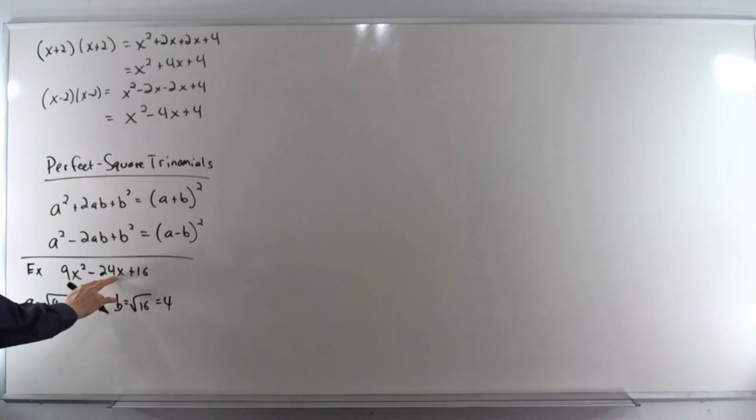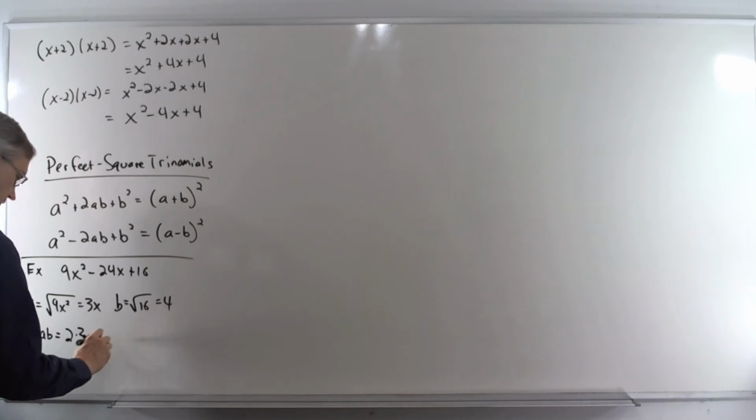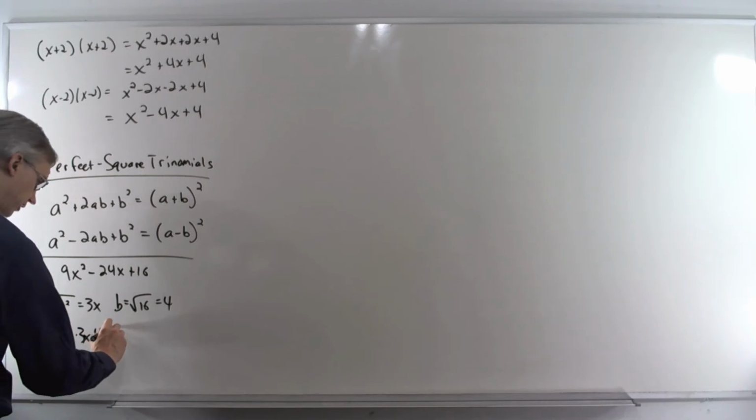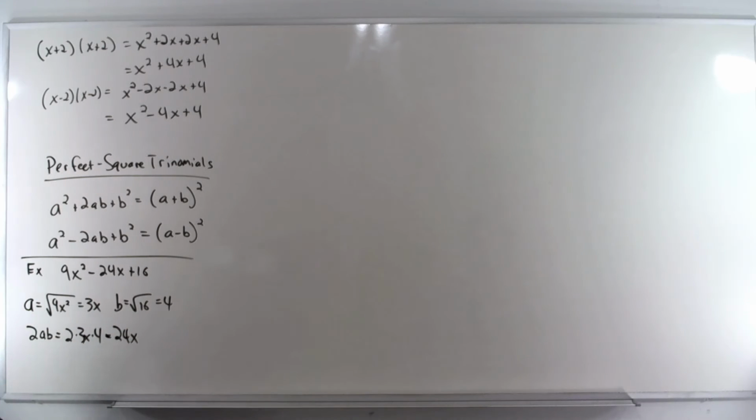Now let's check that middle term. So we'll find 2 times a times b, which is 2 times 3x times 4. 3 times 4 is 12, times 2 is 24, and we have an x. That matches the middle term, confirming that this is a perfect square trinomial.